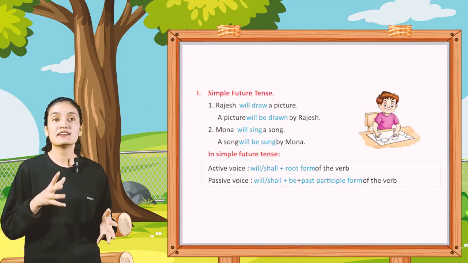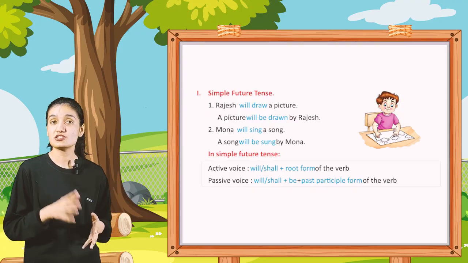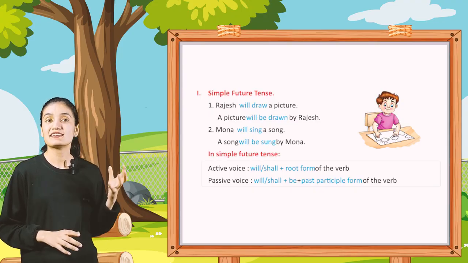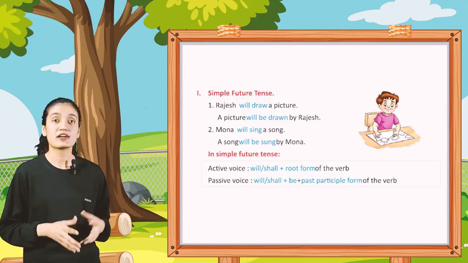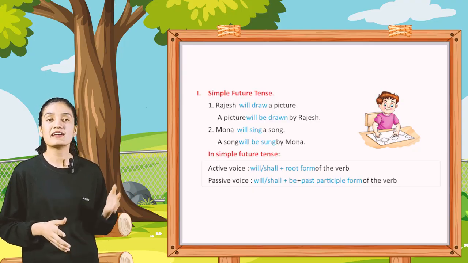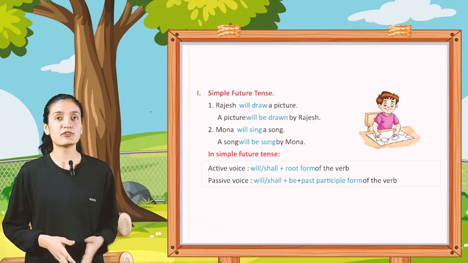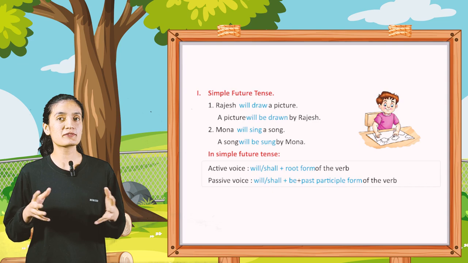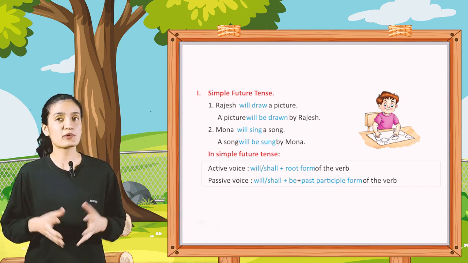Now part I, simple future tense. First, Rajesh will draw a picture. A picture will be drawn by Rajesh. Mona will sing a song. A song will be sung by Mona. In simple future tense, active voice, will, shall plus root form of the verb. Passive voice, will, shall plus be plus past participle form of the verb.